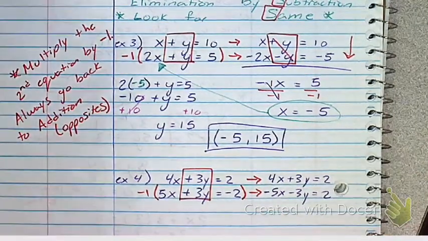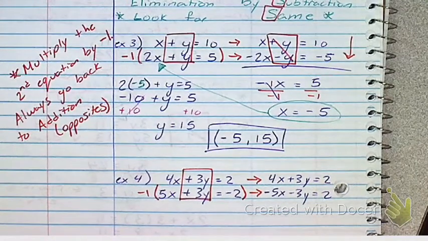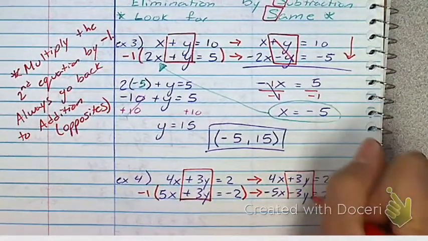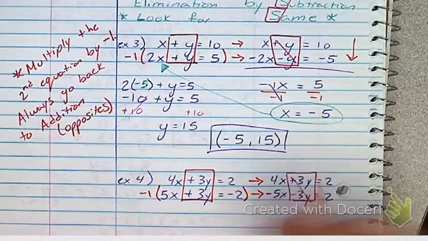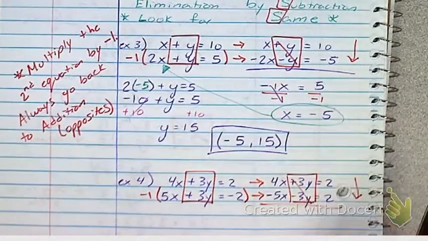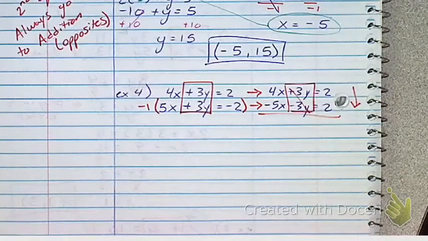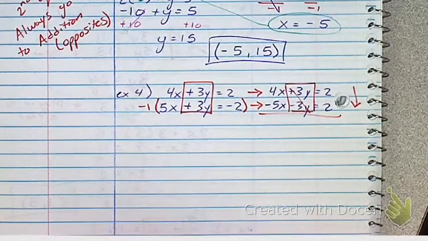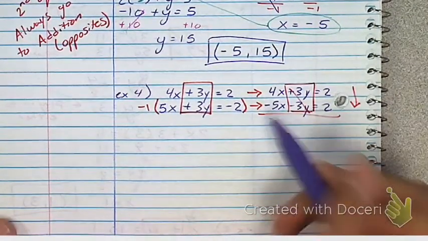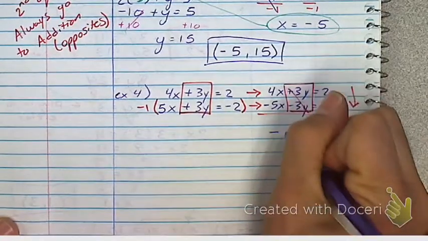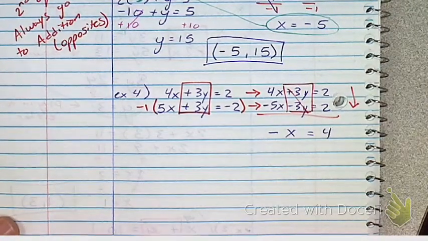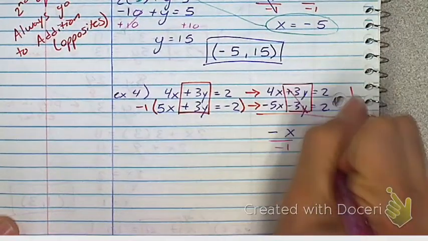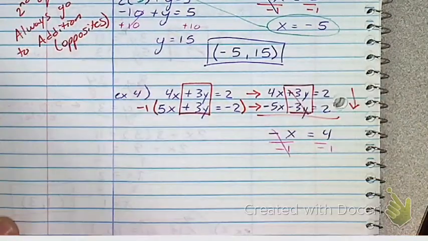What do I have now? You have opposites. Opposites do what? Opposites cancel each other out. You add the rest down. You get negative 1x equals 4. Then I divide, which gives you x equals negative 4.